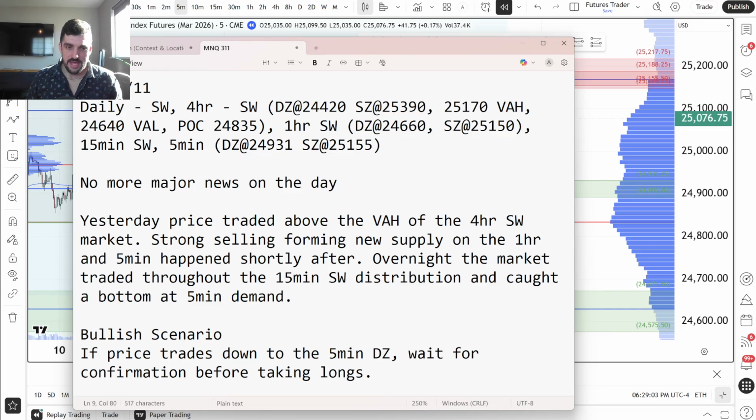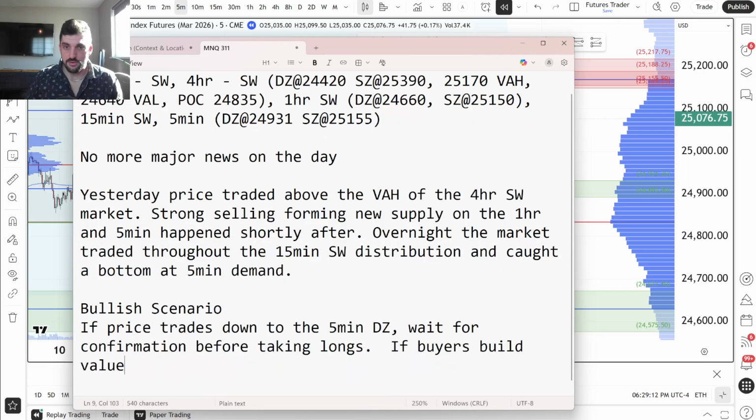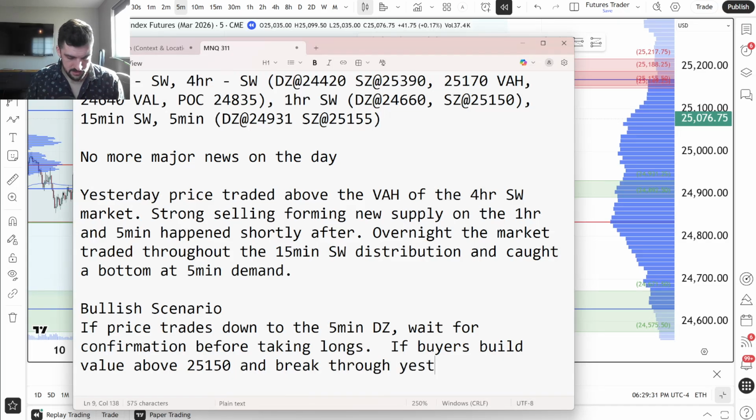And then also, if buyers build value above 25,150 and break through yesterday's high, look for longs up to 4-hour supply. That's my bullish scenario on that day.